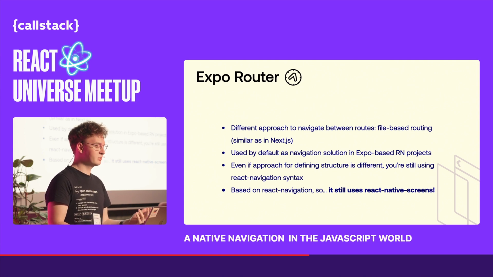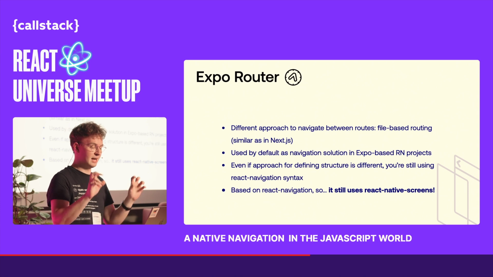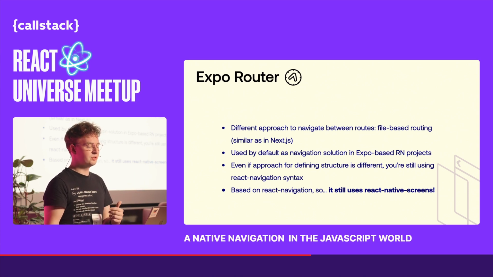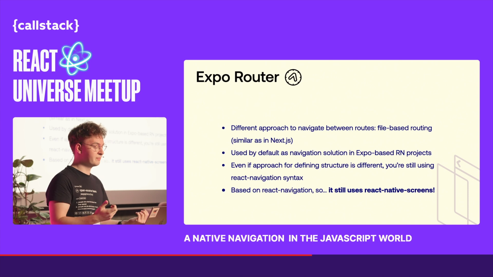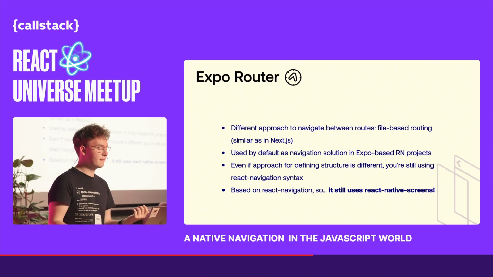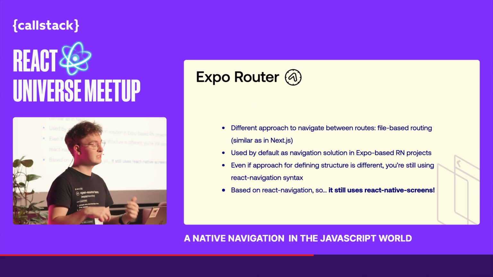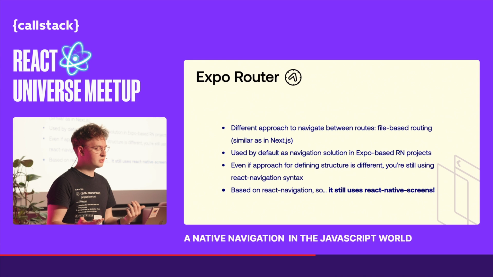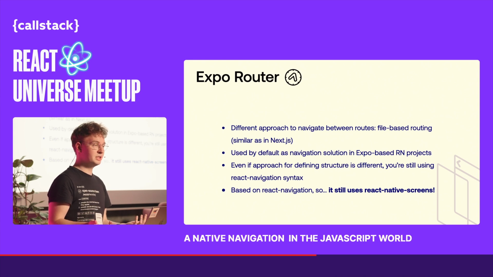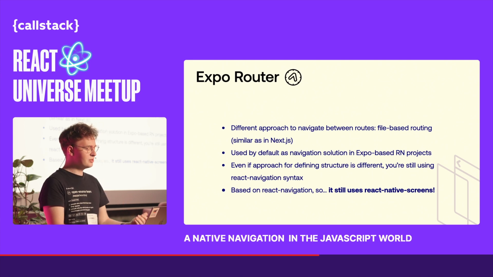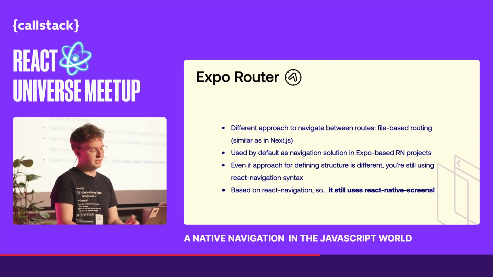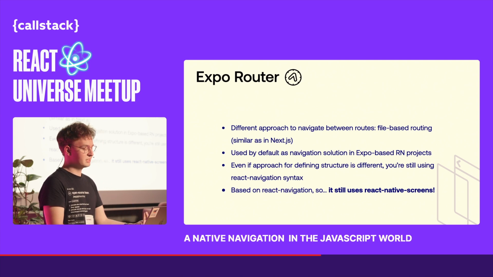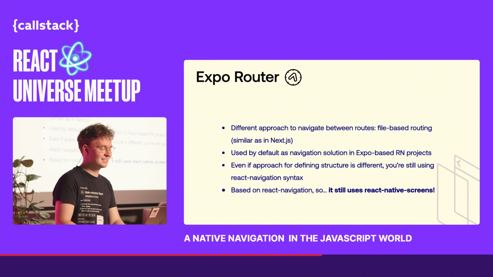That's why in Expo Router you can create a file under an app directory to make it resolve your screen to a specific route. For example, for creating a /home path, you can create a file in app directory /home.tsx to make that path work straight away. It is also used by default as a navigation solution in Expo-based React Native projects made with npx create expo app command, and you're still using React Navigation syntax since it's based on React Navigation. This means that it still uses React Native Screens.